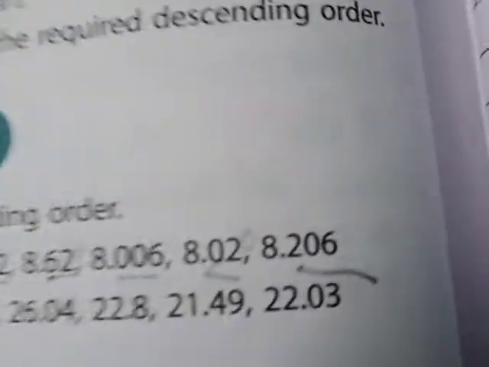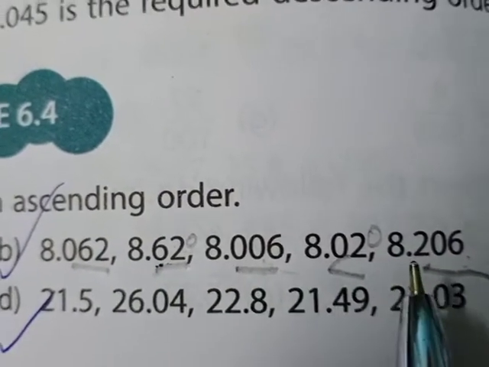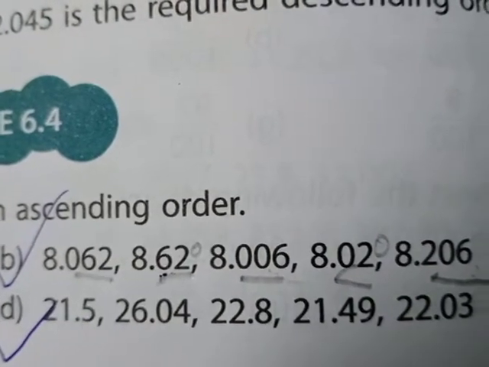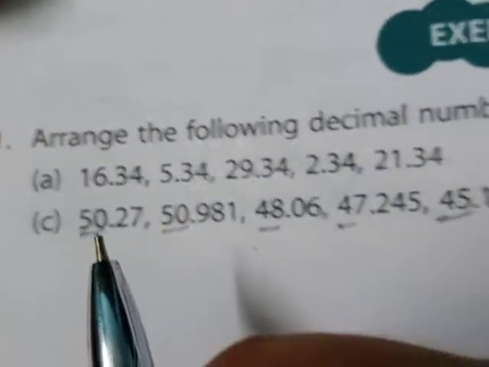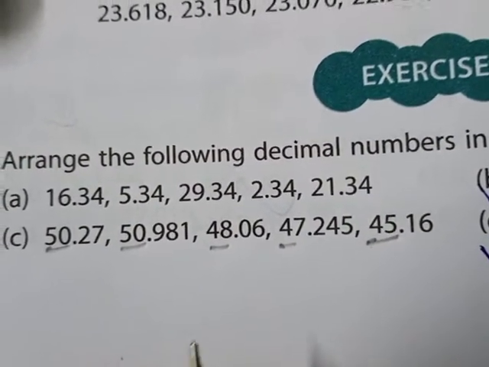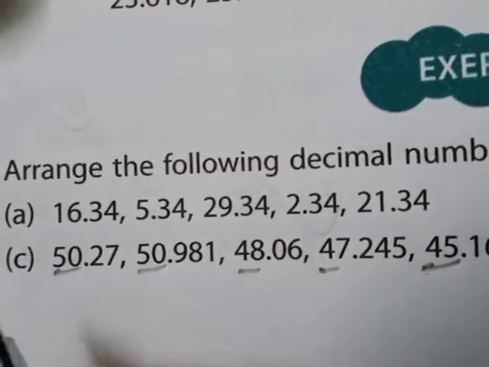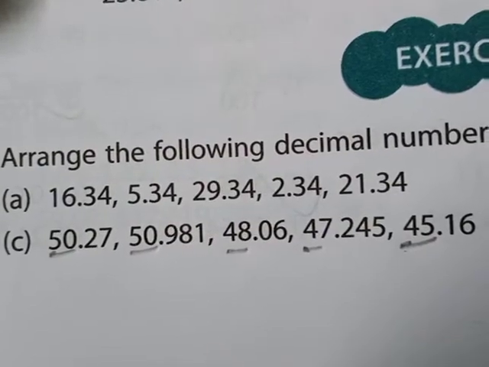Okay. If you see in question number B, here integral parts were the same. So when we had the integral part the same, that time we saw the decimal parts. But when all the integral parts are different, no need to see the decimal. From the integral part only we can get the smallest. So 45 and 47, then 48.06.